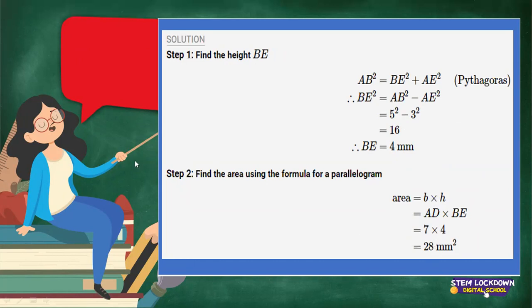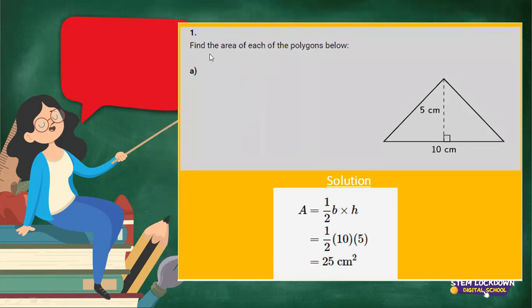Hope you understand that. Now let's see another one. Find the area of the following polygon below. Okay, find the area of this. So this is a triangle. How to find the area: half times the base and the perpendicular height.